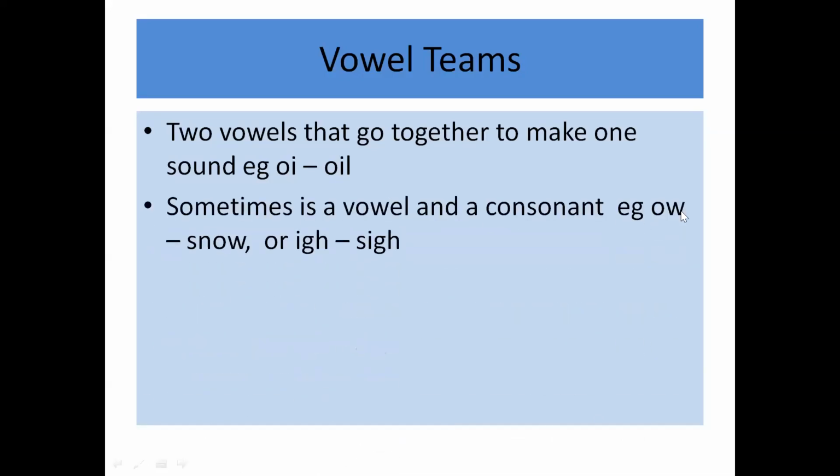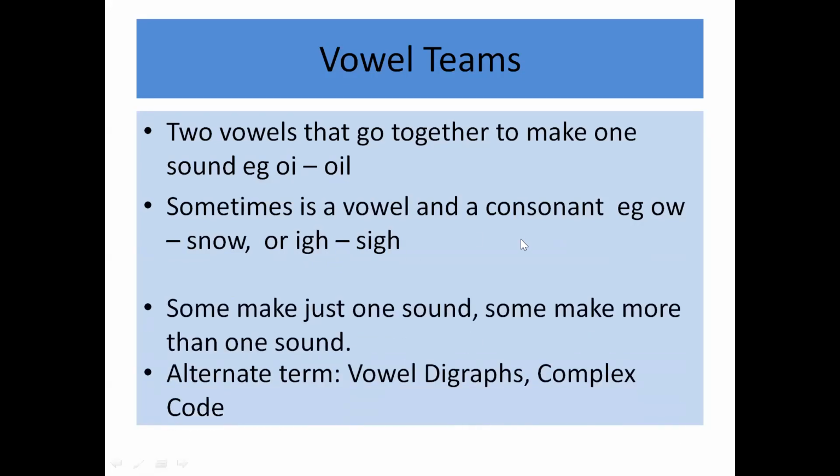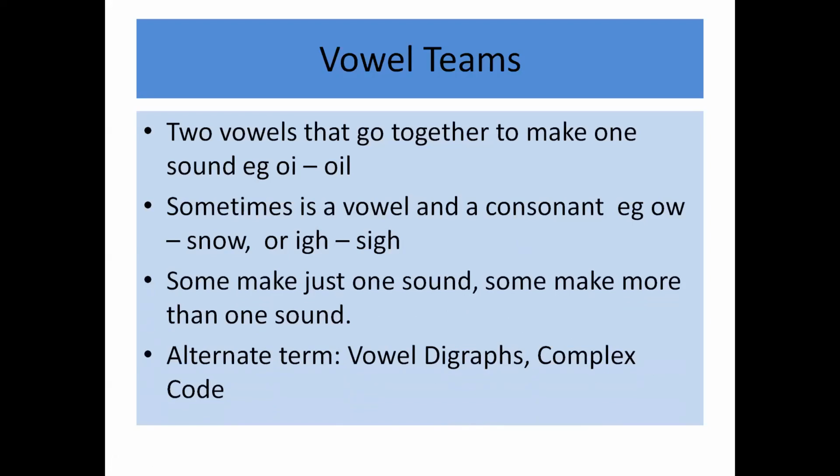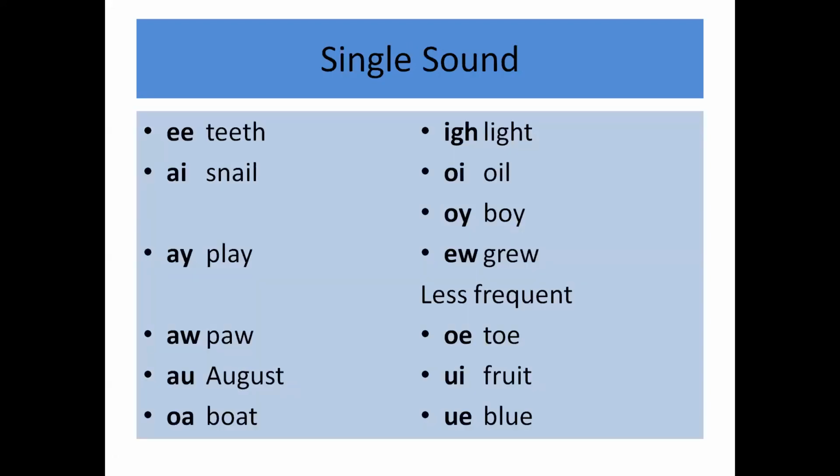Sometimes in these vowel teams, it's actually a vowel and a consonant that's going together. We tend to lump them all under the term vowel teams, although clearly technically that's not true. One is a consonant in this case, or in this case, like IGH, it's one vowel and two more consonants. Some of these vowel teams make just one sound and some make more than one sound, and we'll be addressing that as we go ahead. An alternate term you might hear, some people call these vowel digraphs or complex code, okay, but it's just the idea that these combinations go together to make brand new sounds.